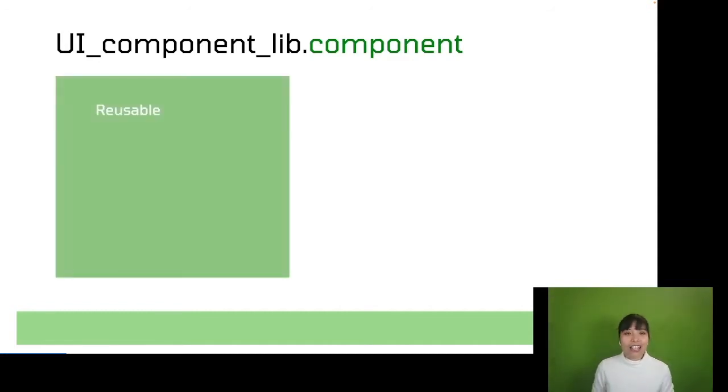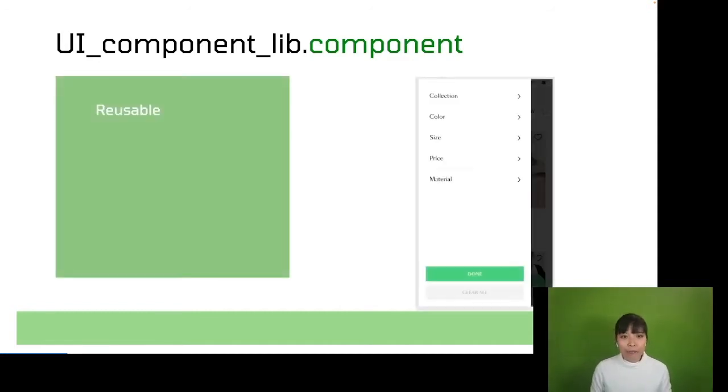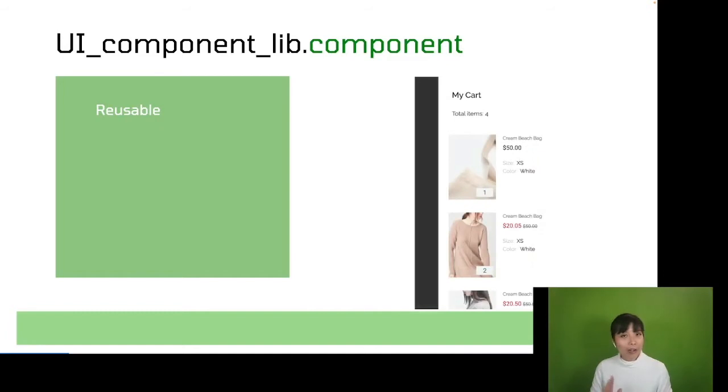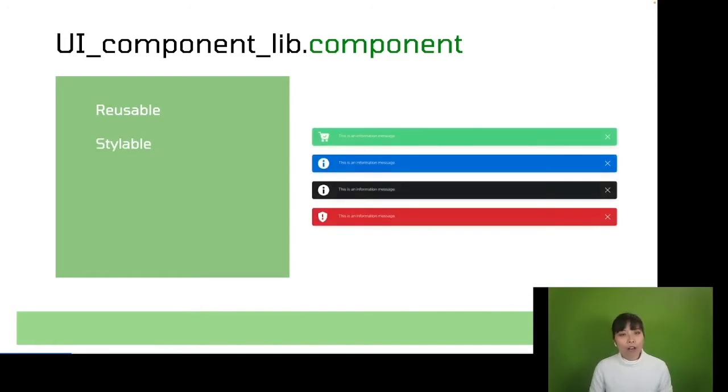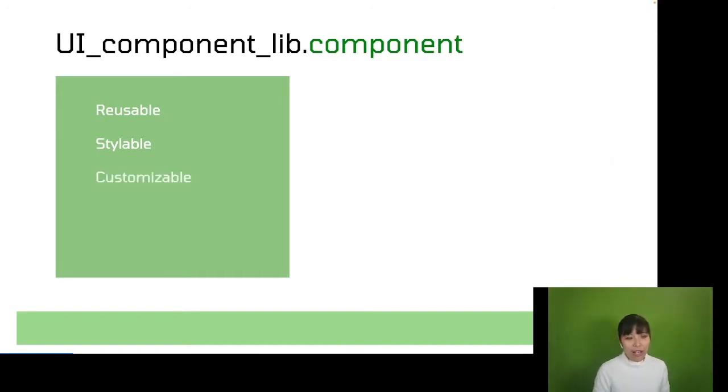For this, it has to be reusable, which means that you have a sidebar. It has to be reusable enough so the sidebar can be opened from the left side with the menu inside dynamic content, or be opened from the right side with the cart content inside. And it has to be stylable. For example, we have a toast notification. It can be styled with different colors to indicate different states of the notifications.